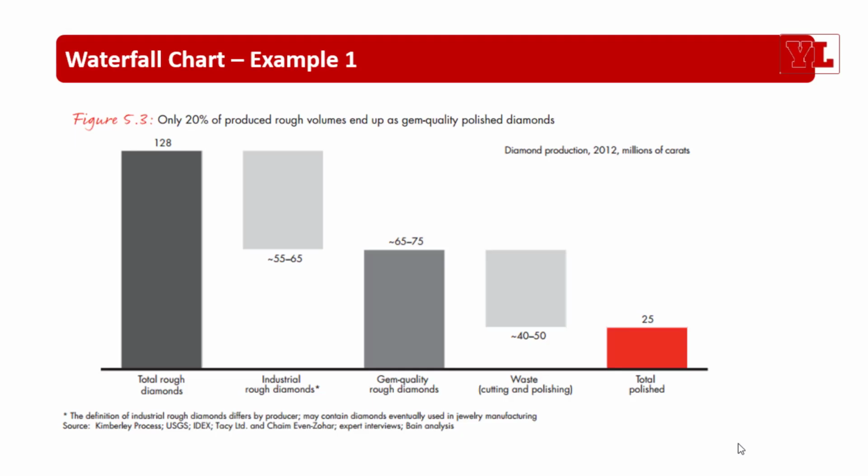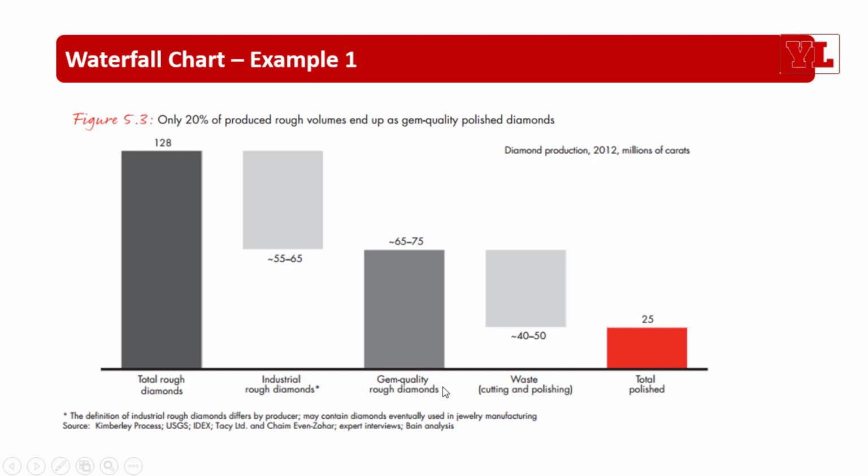So what I've done is I've taken an example from one of the publicly available reports from Bain and Company. It was a report on the diamond industry, and it's an absolutely fascinating report which gives a very detailed overview of the industry. So one of the pages has this chart which says only 20% of the produced rough volumes end up as gem quality polished diamonds. And to make the point, it tried to show the entire journey. Total rough diamond, that's 128 millions of carats, that's the unit expressed, out of which roughly 55 to 65% goes towards industrial rough diamond use. The remaining part is what we classify as gem quality rough diamond.